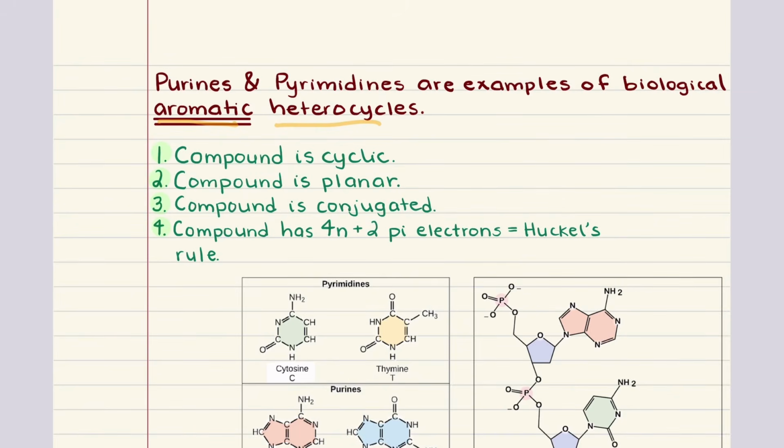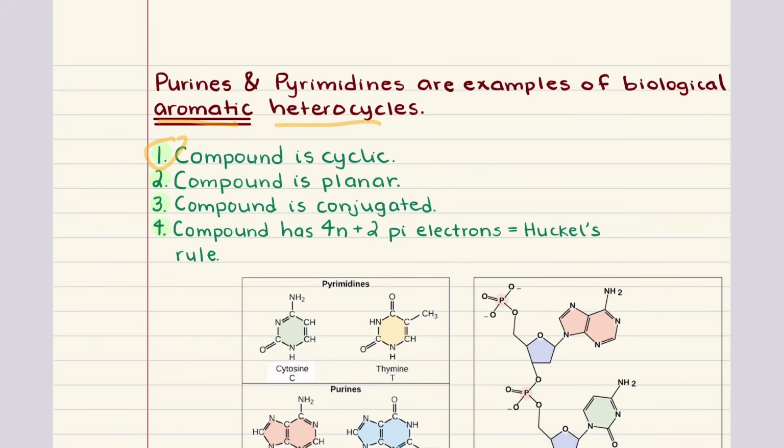And aromatic means that the ring is stabilized by a special kind of electron delocalization that follows a specific rule called Huckel's rule. Now, we discussed this further in the MCAT organic chemistry playlist, but we're still going to review it here. To be aromatic, a molecule has to meet 4 conditions. The first condition is that it has to be cyclic.